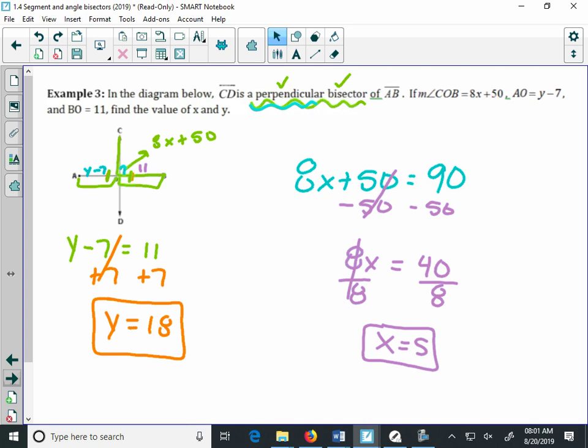So it's really important to know your vocab, and geometry helps you set up these equations. Do we need to plug it back in to see what anything is? Did it ask for any specific measurements? No. I just wanted to know x, I wanted to know y. We found them.